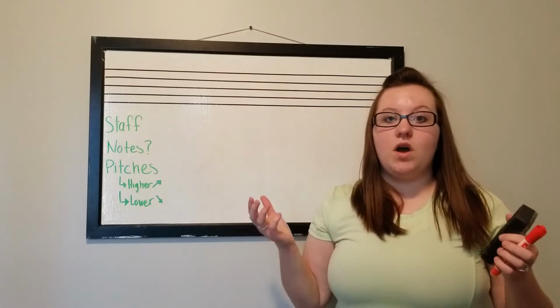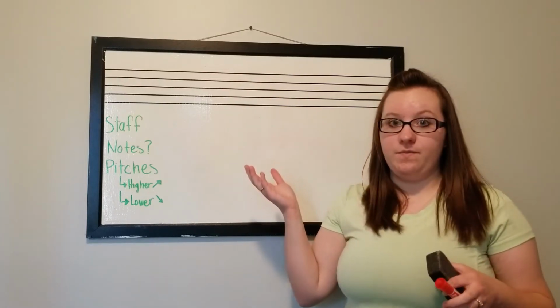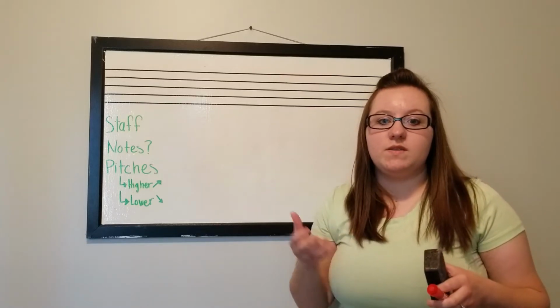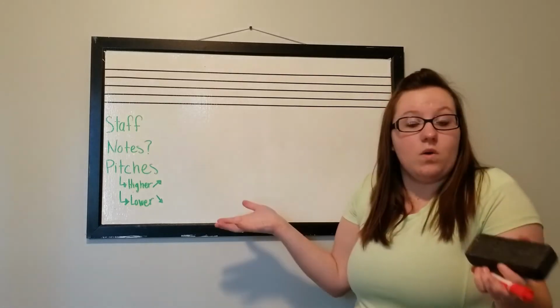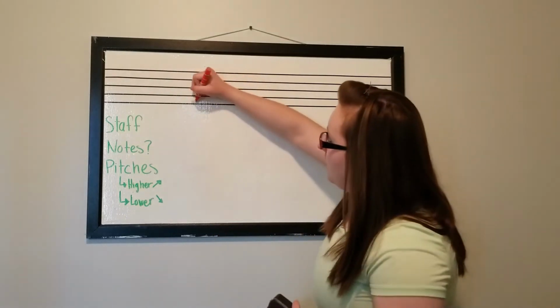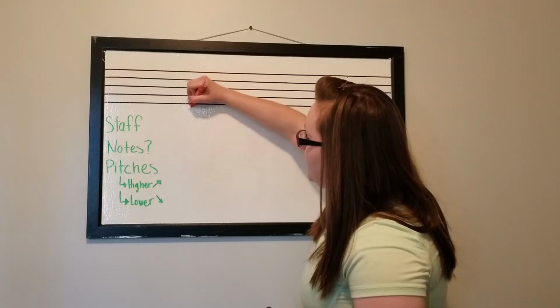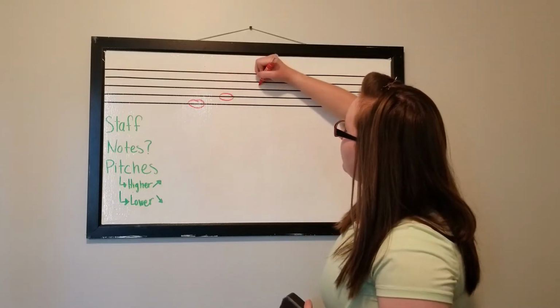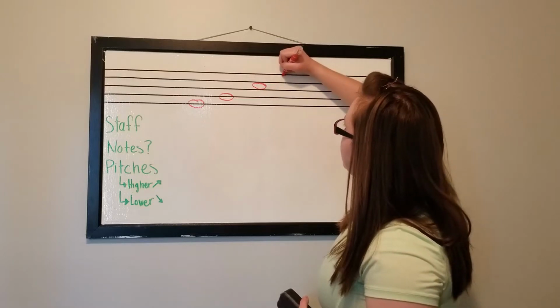Musical notes are written on the staff. A music note is an oval-shaped symbol that's placed on the lines or on the spaces, like this. We have an oval shape. We can go on the lines, or we can go in the spaces.